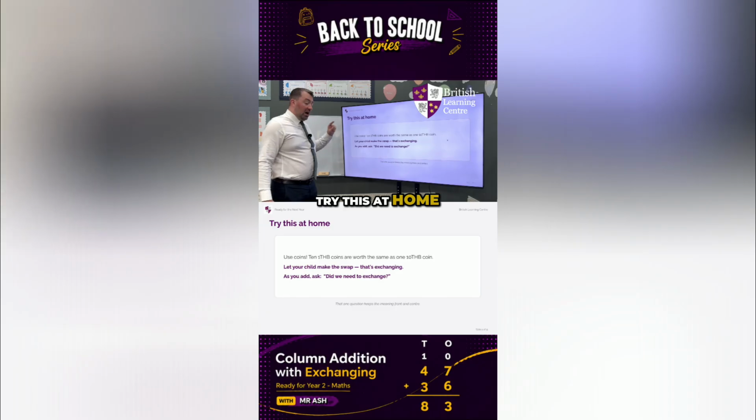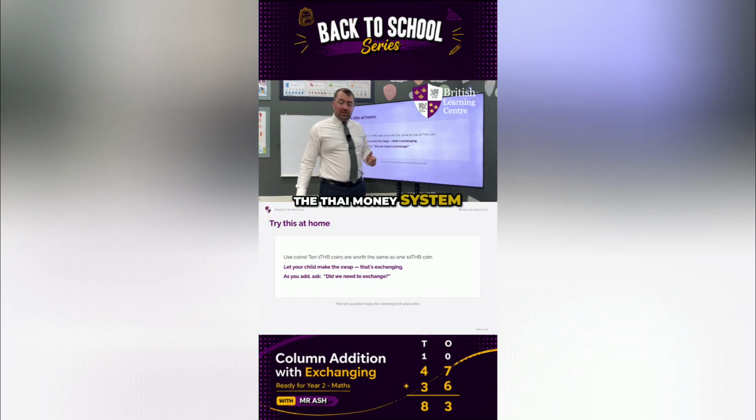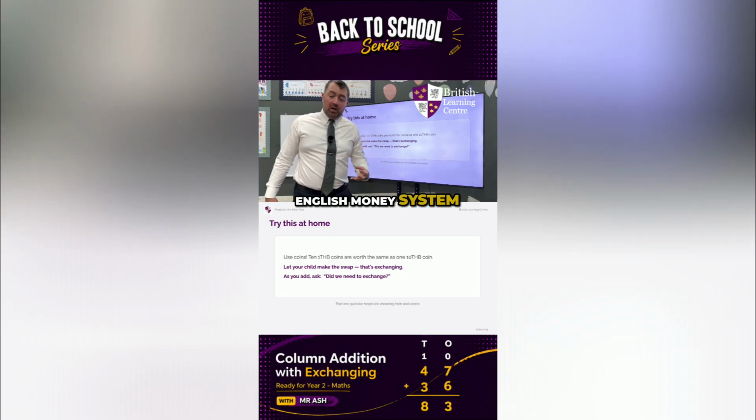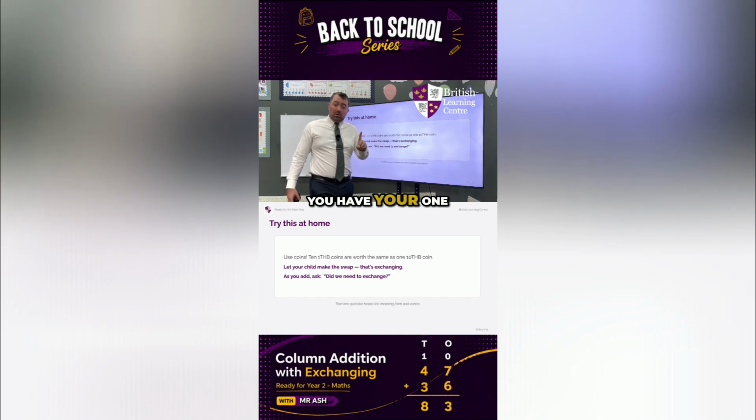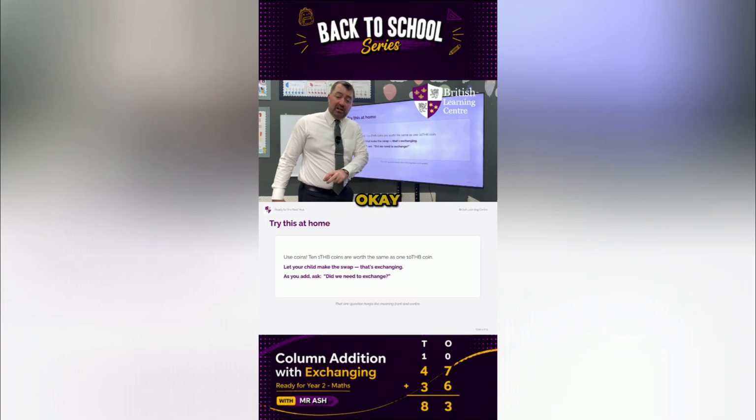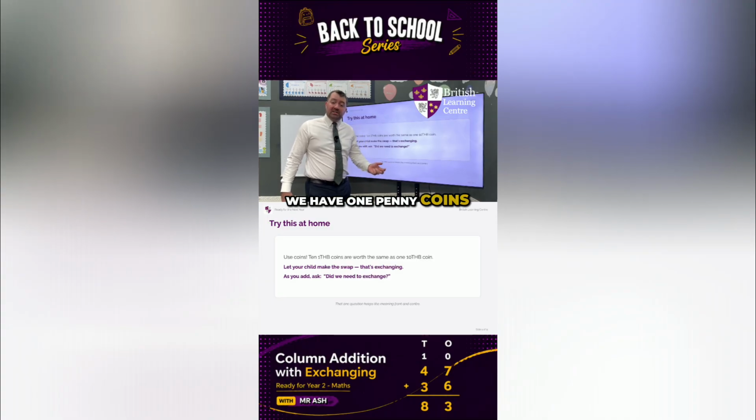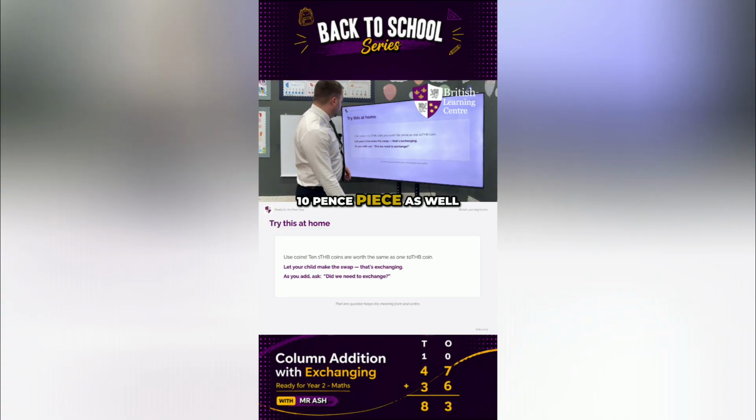Try this at home. The Thai money system is actually brilliant for this, okay? Very similar to the English money system. In Thailand, you have your 1 baht coins. Get your 1 baht coins, exchange them for a 10 baht coin, okay? We have the same in England. We have 1 penny coins, exchange them for a 10 pence piece as well.